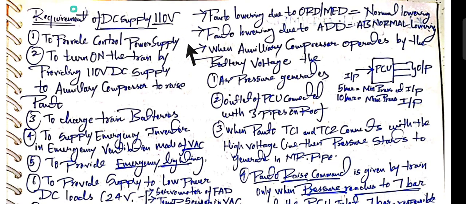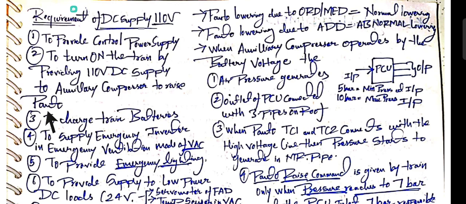In order to provide control power supply, we are using 110 volt DC supply. So to provide control power supply, we need to use 110 volt DC. Okay, second, to turn on the train by providing 110 volt DC supply to the auxiliary compressor to raise the pantograph. As we all know, in order to raise the pantograph, it is very important to operate the auxiliary compressor.